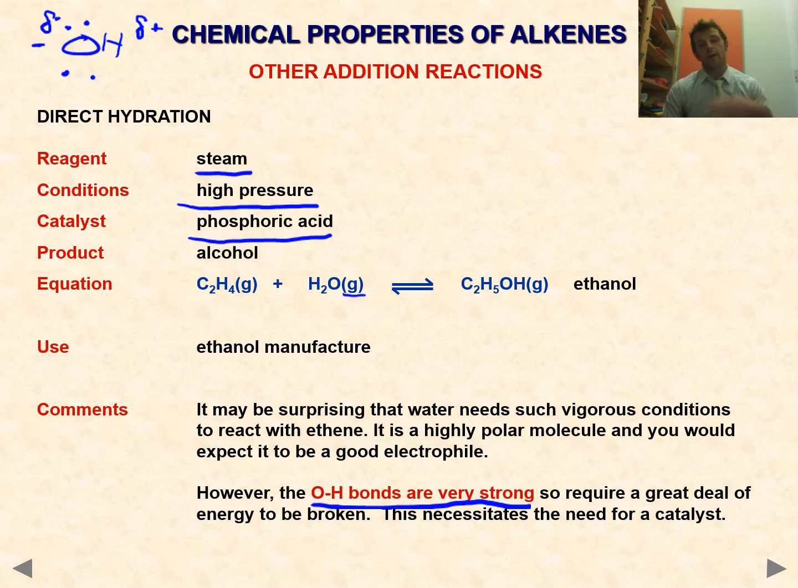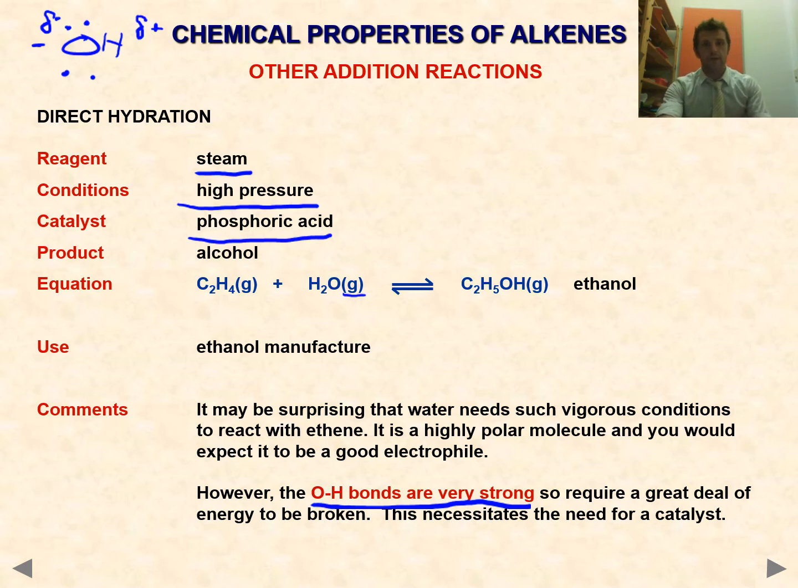When we are looking at our other way with the H2SO4 to add the alcohol, this is not technically a catalyst because it gets used in an intermediate step. But in this situation, phosphoric acid is a true catalyst. It's going to just facilitate.